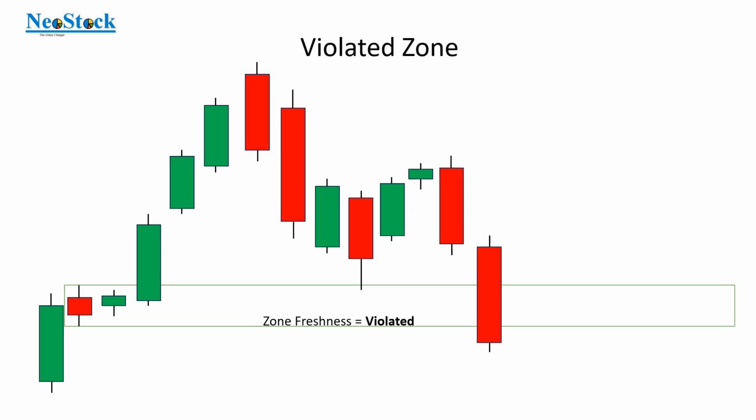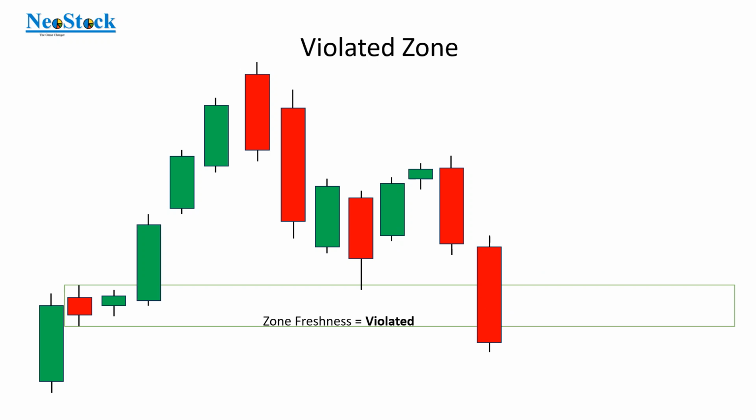If the supply is so strong, it can consume all the institutional pending orders, even though it is a fresh zone. So it can be violated directly. A tested zone can be violated. This is the example. Here the zone is tested. The second time it is violated completely.